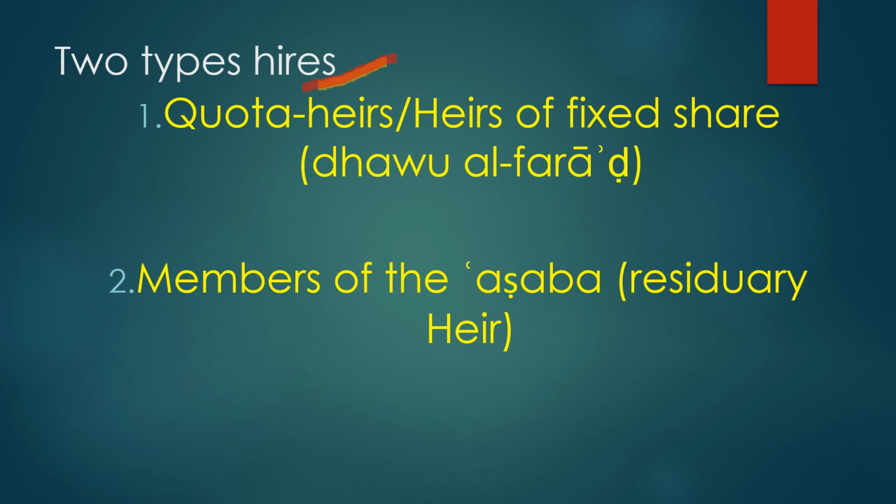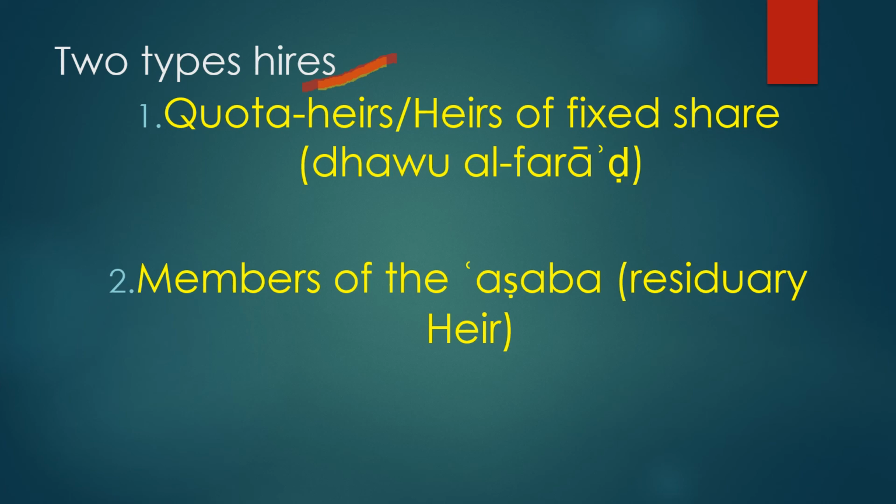Out of the 25 members, there are certain heirs who are the heirs of fixed share, and there are certain heirs who are named in Arabic Asaba. It means residuary heir. What is the meaning of residuary? The remaining wealth. So there are certain heirs who have no fixed share, for example 1/3 or 1/2 or 1/4. Rather, they are the heirs of the remaining property.